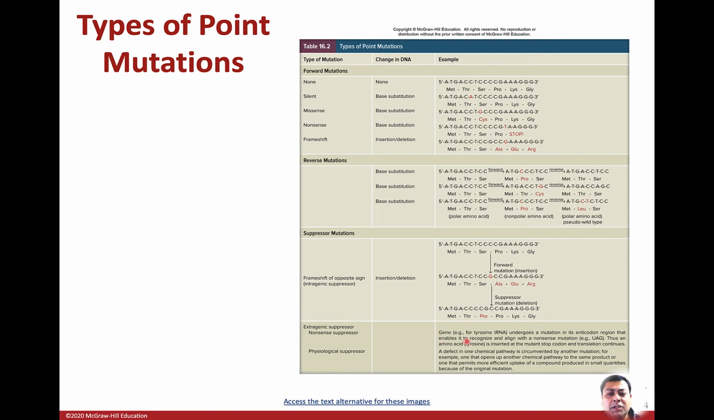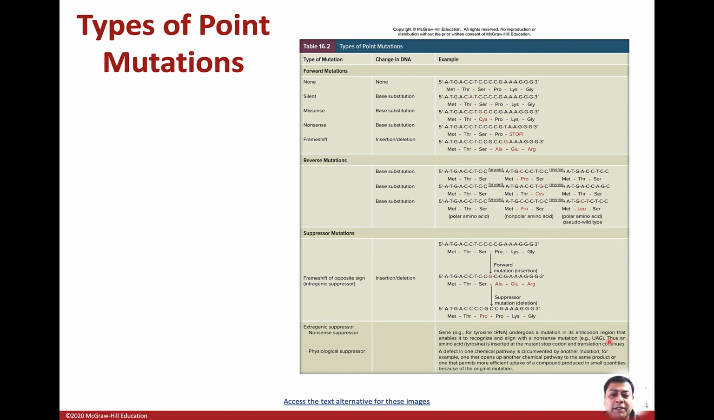Say, for example, the gene for the tyrosine tRNA undergoes a mutation in its anticodon region that enables it to recognize and align with the nonsense mutation, say, for example, UAG. Thus, the amino acid tyrosine is inserted at the mutant stop codon and translation continues. And that can give you an extra length of the polypeptide.